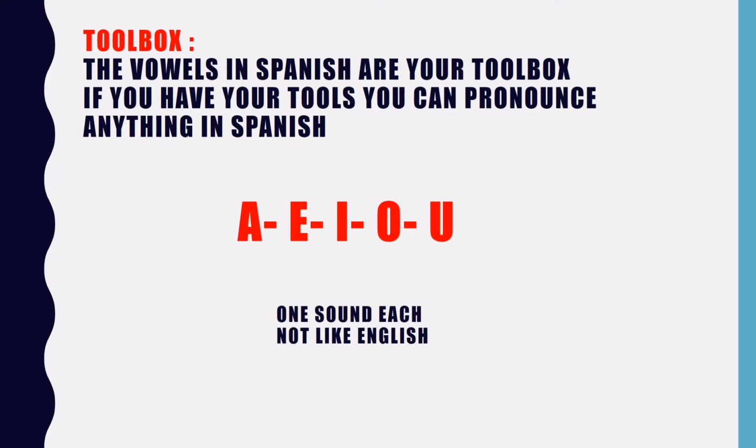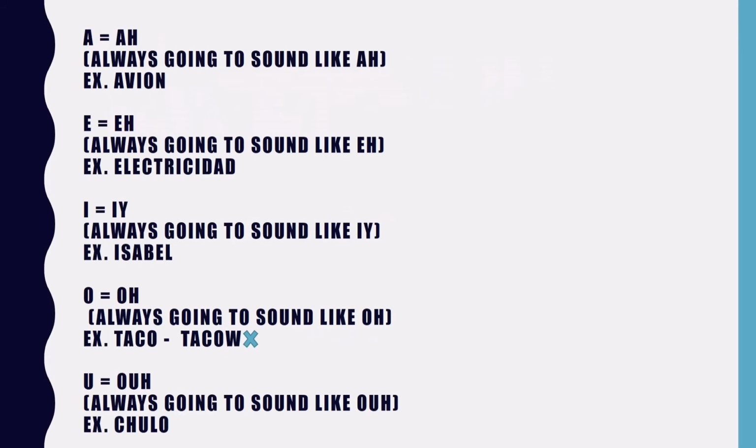So the vowels in Spanish are very, very important. They are like your toolbox. If you know how to pronounce them, you'll be able to pronounce every word that you encounter. So the vowels are A, E, I, O, U in Spanish. And they don't sound like English, if you can tell. So we're going to revise that a little bit. The letter A is pronounced A, and you'll always pronounce it as such. In every single word, it would be pronounced the same, such as avión.